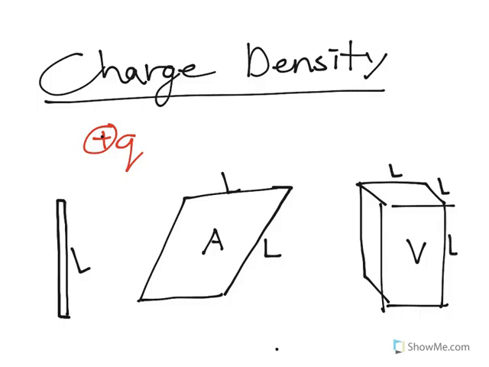We use 3 different variables to describe the charge density of these objects. For the wire, we use lambda. For the plate, we use sigma. And for the volume, we use rho. Let's talk about how these are defined on the next page. So let's start with the simplest case, a wire.